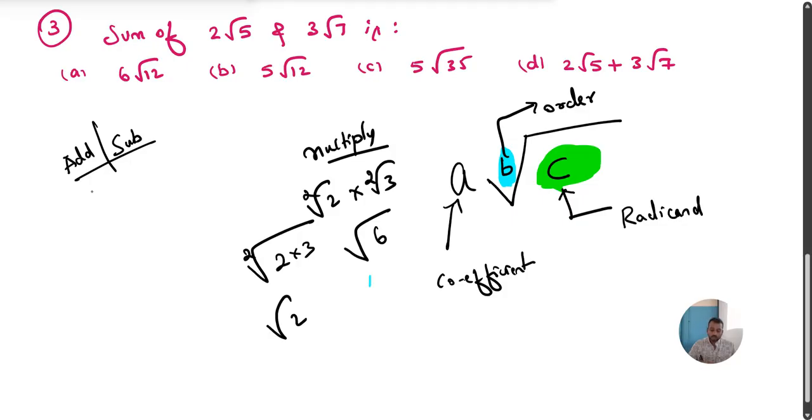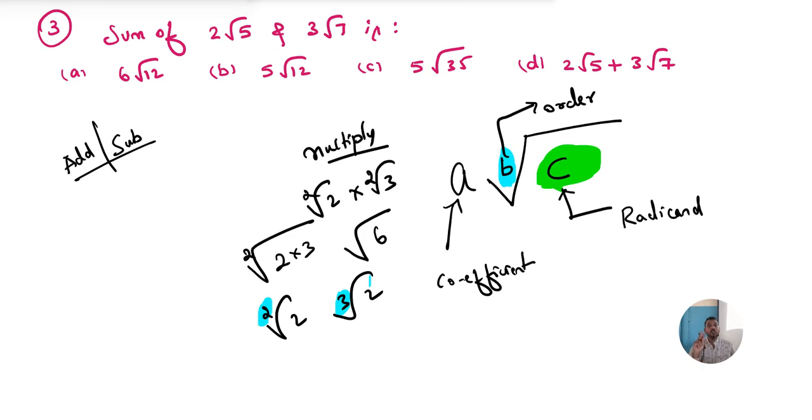So what about root 2 and cube root 2? Can we multiply them? No, it is not possible, because here the order is 2 and here the order is 3. Since the orders differ, we cannot multiply them. The orders should always be the same. If the orders are the same, then only we can multiply inside the radicands. Any doubts? The concept is clear.